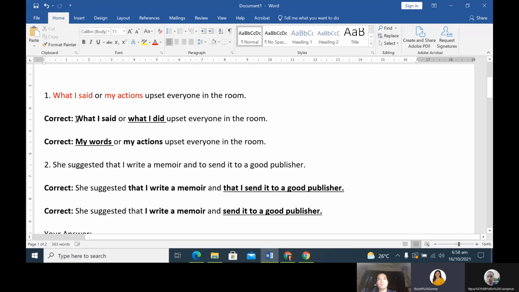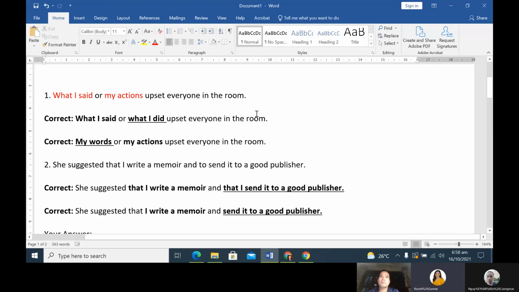Okay, please read the first correct sentence. What I said or what I did upset everyone in the room. Do you find it sounds good in reading or in listening? Maybe that's good in the parallel. Upset means angry. What I said or what I did upset everyone in the room.